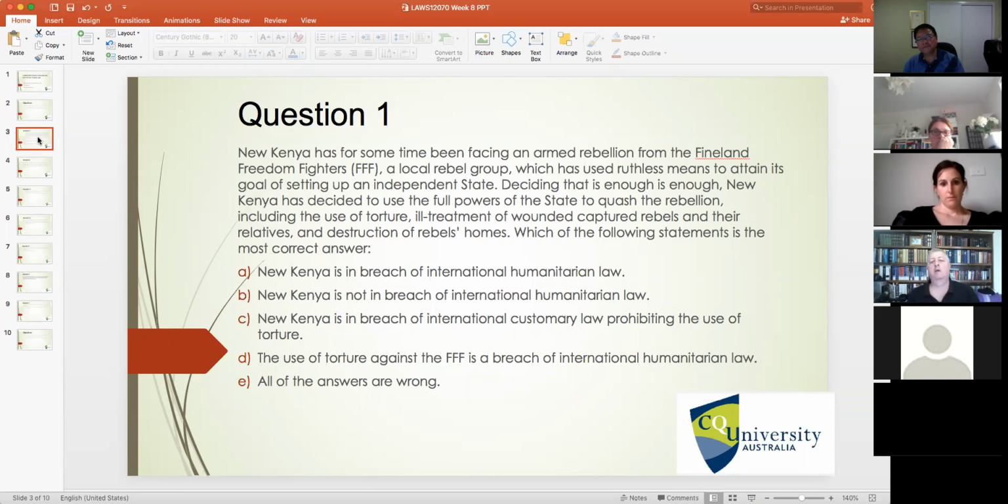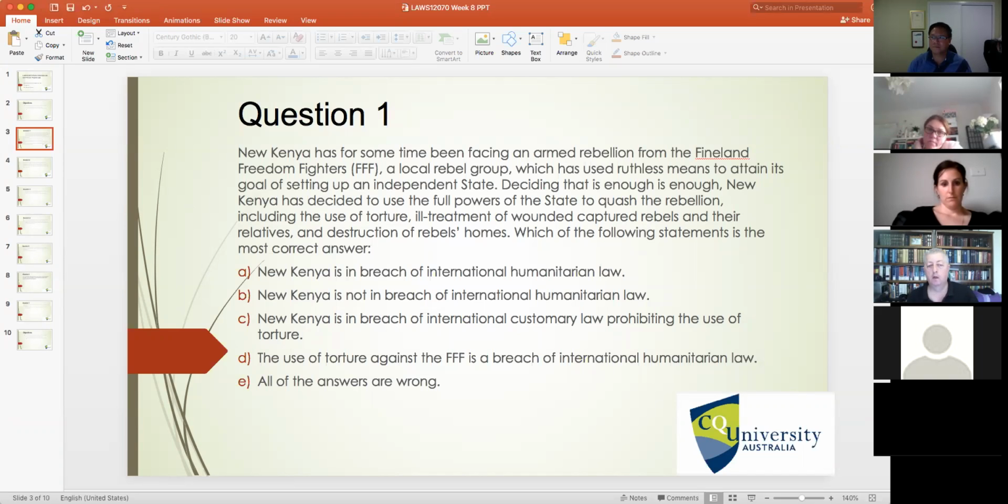New Kenya has for some time been facing an armed rebellion from the Finland freedom fighters, a local rebel group which has used ruthless means to attain the goal of setting up an independent state. Deciding that enough is enough, New Kenya has decided to use the full powers of the state to quash the rebellion, including the use of torture, ill treatment of wounded captured rebels and their relatives, and destruction of rebels' homes. Which of the following statements is the most correct answer?